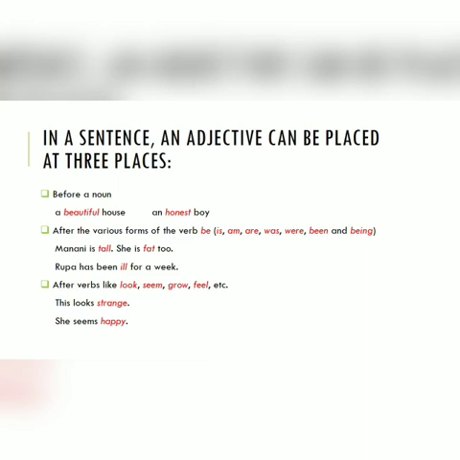Here, as you saw, we are using the adjectives after the various forms of the verb be, that is and has been. We can also use an adjective after verbs like look, seem, grow, feel, etc. Examples: this looks strange. She seems happy. You must remember that adjectives are used to describe nouns only, but here we will use a verb or an action to discuss more about the noun. So we are using the adjective after the verb.